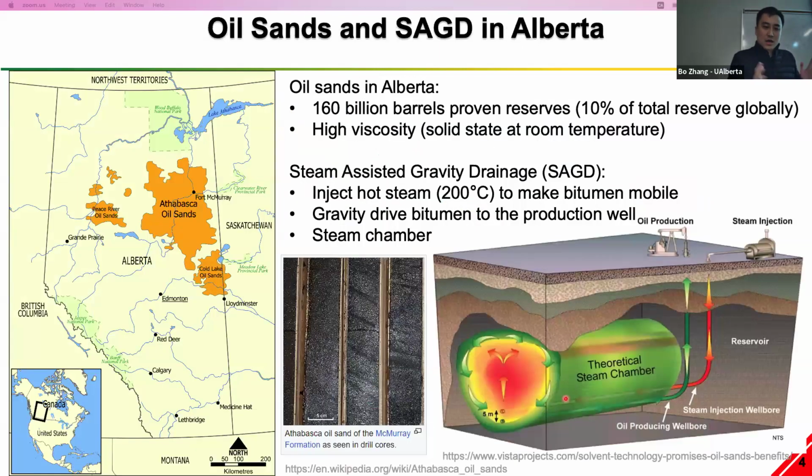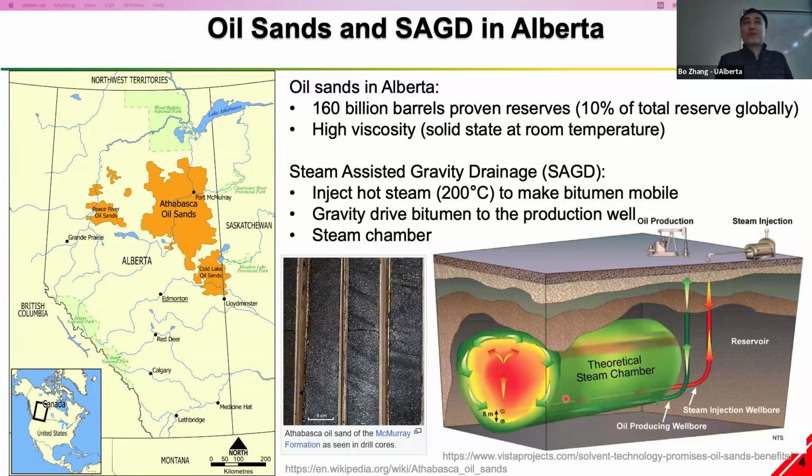Okay, I will still use the oil sands as an example to start my talk. We all know oil sands in Alberta has almost 10% of the total reserve globally. If you consider that 97% of the oil in Canada is actually oil sands. And oil sands definitely has its features, which is high viscosity. So it is almost in a solid state at room temperature.